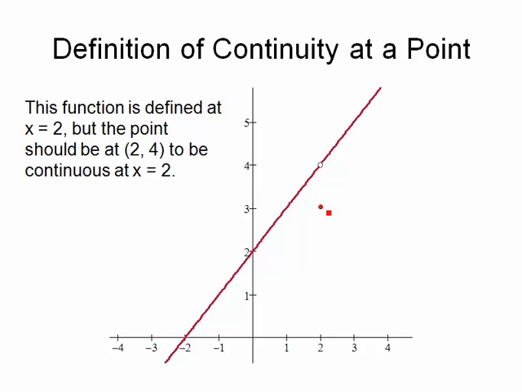The problem is we'd really like it to be defined as 4. So if at x equals 2 the value of this function was 4, we'd have that hole filled in, and then it would be a continuous function at that point. But in this case, x equals 2 again is a discontinuity. It's defined, but the difference here is it's not defined to be the right thing.